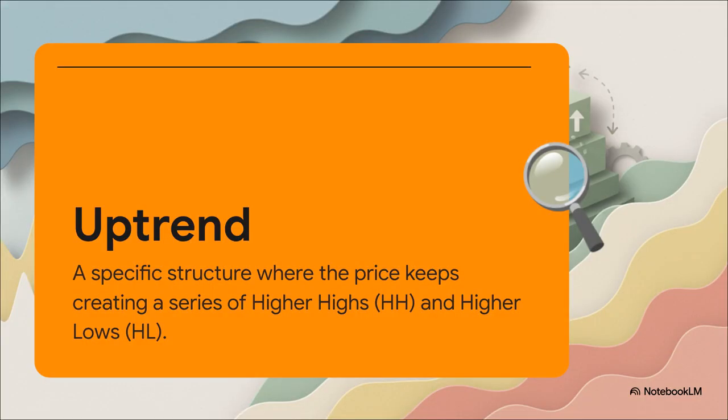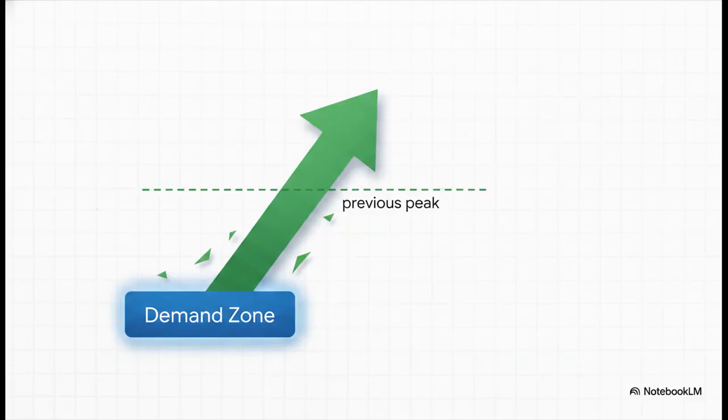An uptrend, for instance, isn't just the prices going up. No, it has a very specific structure, a series of higher highs and higher lows. This pattern is the visual proof that buyers are consistently in control. So, how does this story even begin? Well, a lot of the time it starts at a demand zone. A ton of buy orders get filled, which creates this imbalance that just shoots the price up, and it breaks past the previous peak to create what we call a higher high.